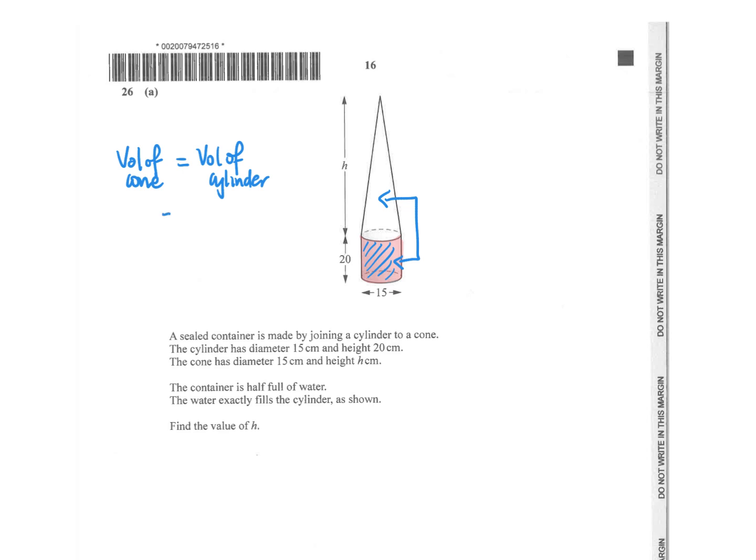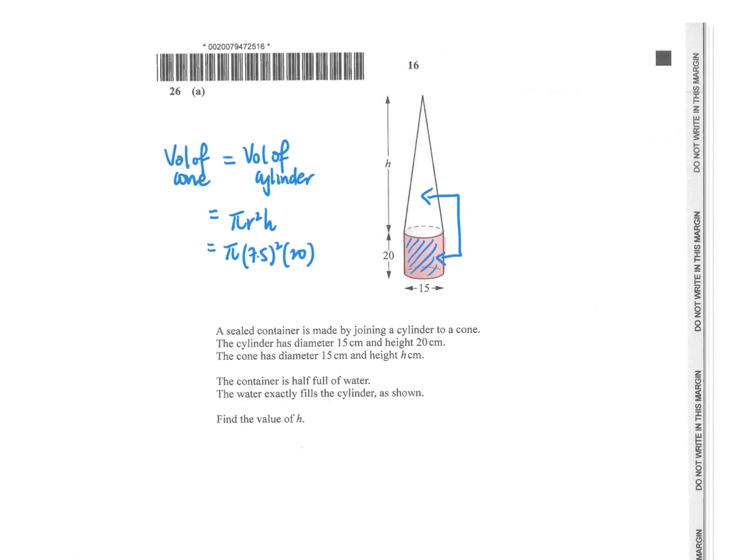Okay? So the volume of the cylinder is pi r squared h. My r squared is 7.5 squared, my height is 20. So this is the volume of my cylinder and it equals the volume of the cone, 1/3 pi r squared h. So 1/3 pi, the radius is also the same thing, and then the height is unknown to me. So you will realize that this cancels out, this cancels out. h is equal to 60 cm.